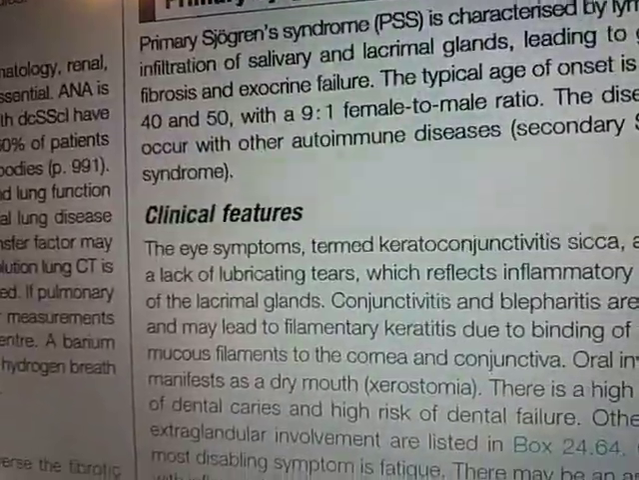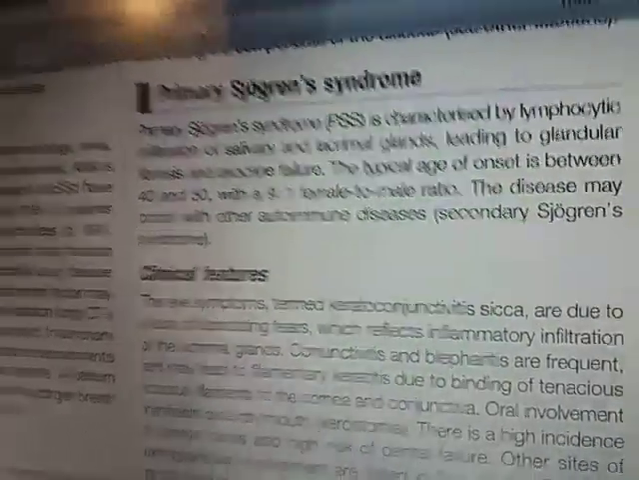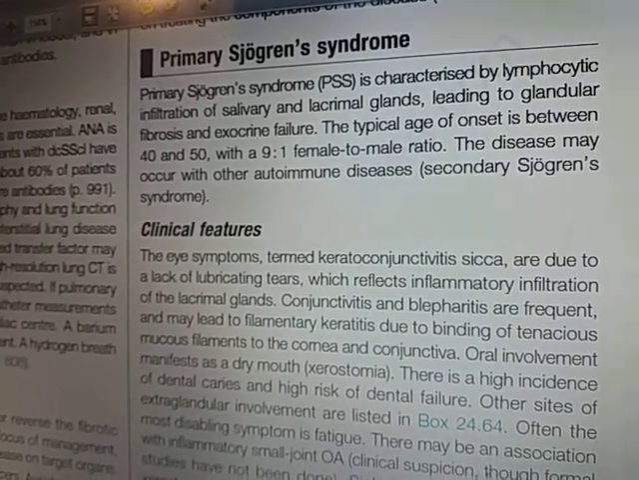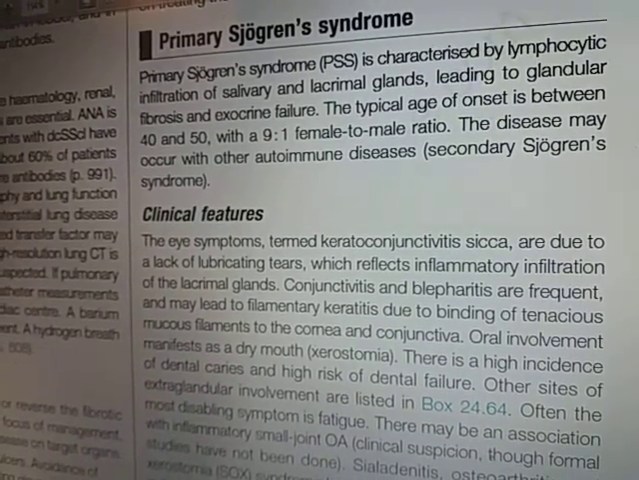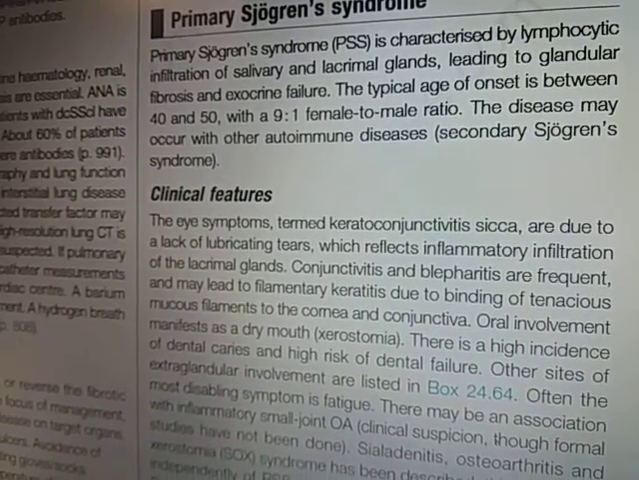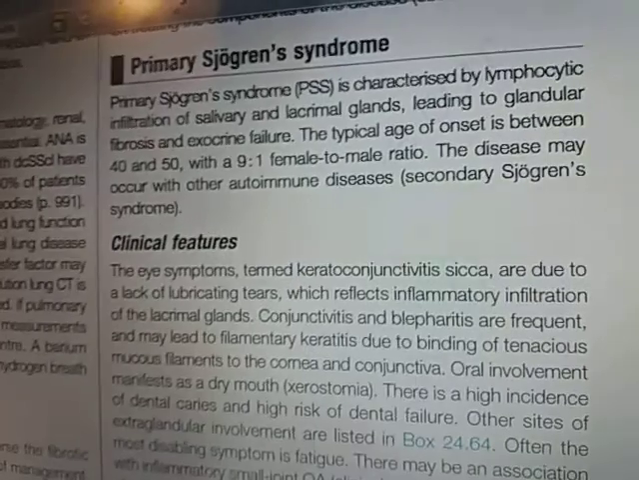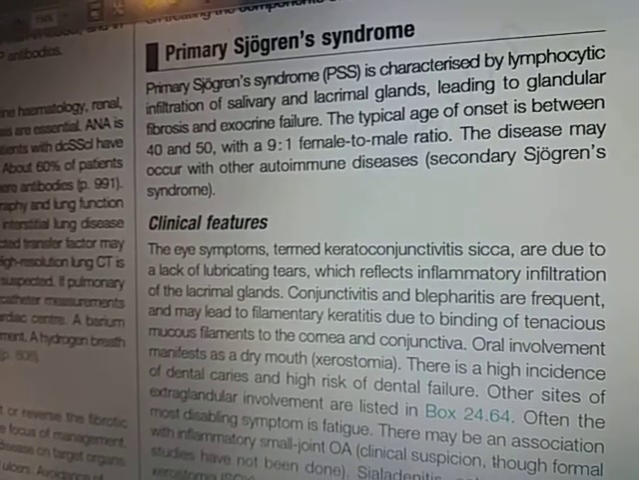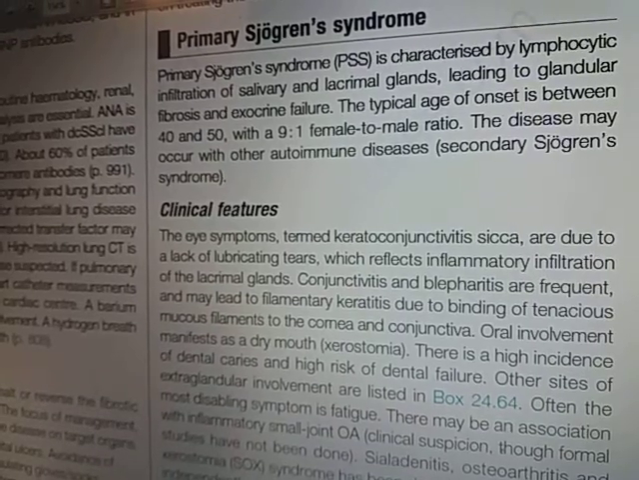Sjogren syndrome, page 1038. Sjogren syndrome is a combination of keratoconjunctivitis sicca, meaning dry eyes, xerostomia, dry mouth, and a connective tissue disorder, mostly RA, rheumatoid arthritis. If the eye and mouth manifestations are present without connective tissue disease, it is called sicca syndrome.